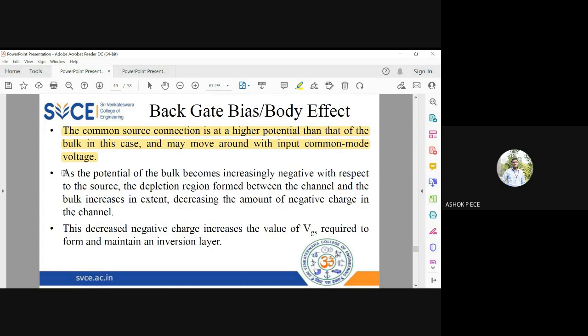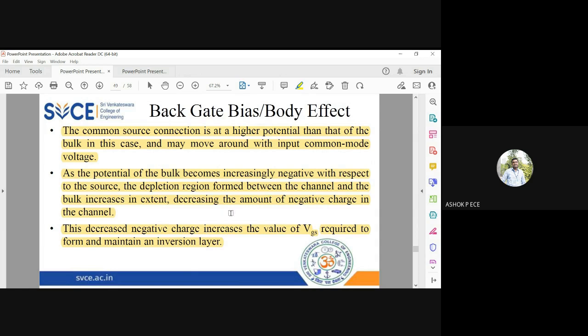As the potential of the bulk becomes increasingly negative with respect to the source, a depletion region is formed. Again, this will decrease the amount of negative charge in the channel. So finally, everything will impact the drain current, or it will impact the characteristics of your channel. This decrease in negative charge will increase VGS, so that you have to maintain an inversion layer.